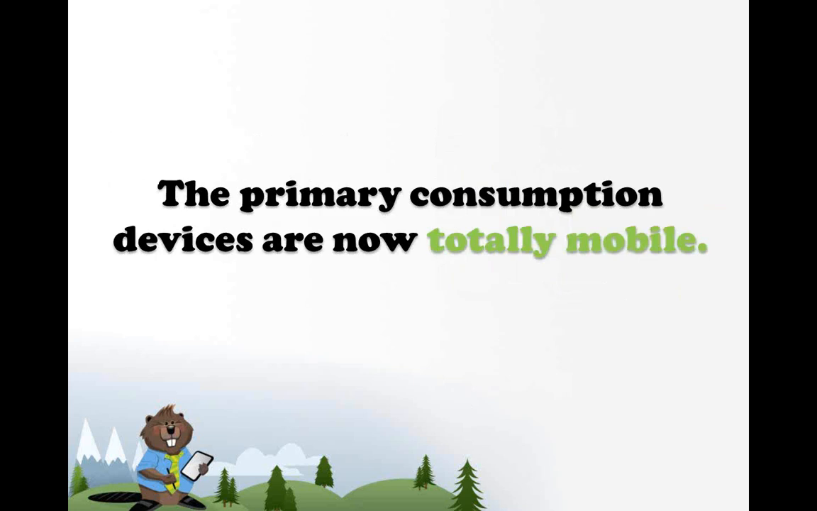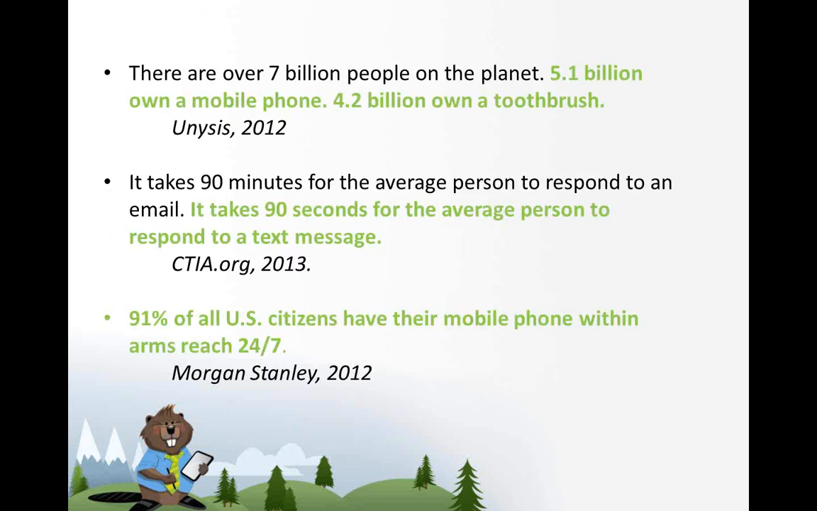Now, it's important to remember as we move into the presentation that the primary consumption devices today are almost totally mobile. People use laptops and desktops to do a lot of work, but the way we consume data, the way we get information about companies and products, is almost totally mobile now, whether it's a tablet or a smartphone. So here's a few data points to set the scene. There are almost 8 billion people on the planet. About 5.1 billion of those people own a mobile phone, 4.2 billion own a toothbrush. It takes 90 minutes for the average person to respond to an email. It takes 90 seconds for the average person to respond to a text message.